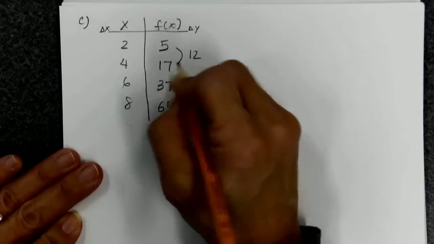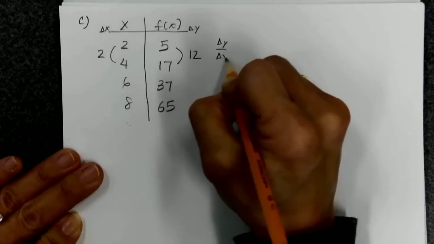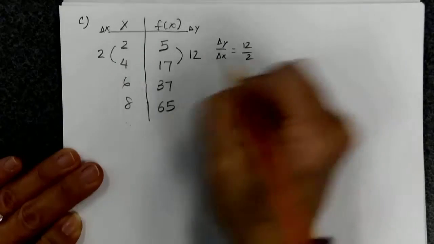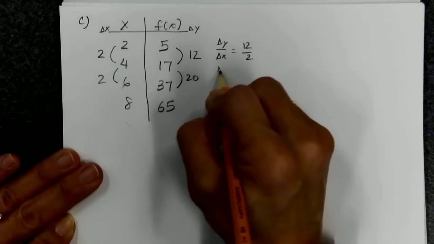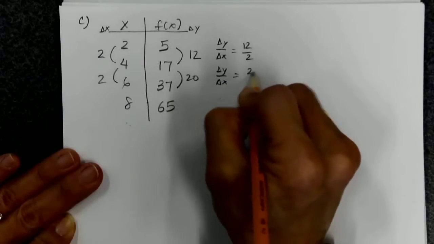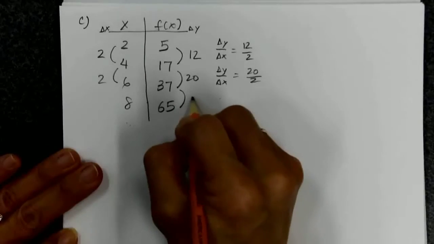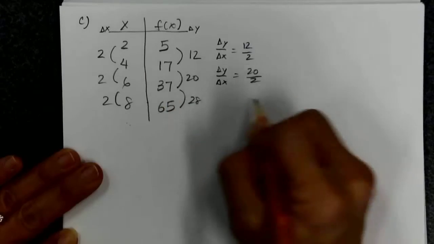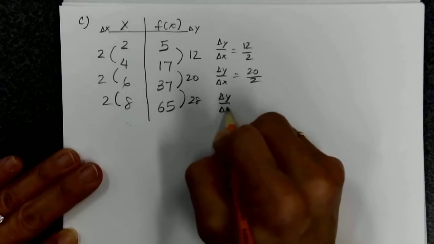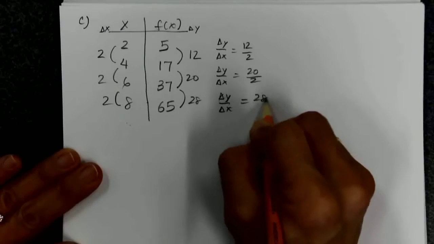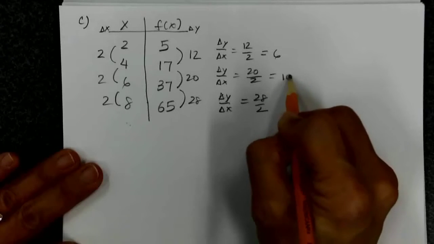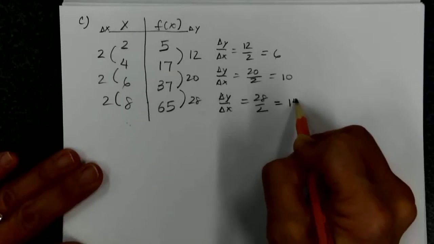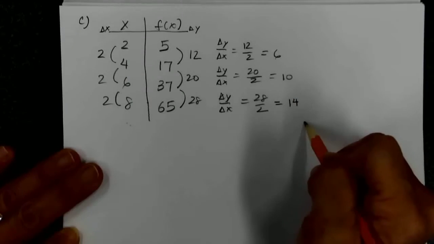Change in y is 12, and then change in x is 2. So change in y over change in x is 12 over 2. And this one is 20, and over here is 2. So change in y over change in x is 20 over 2. And this one is 28, and this is 2. So change in y over change in x is 28 over 2. If you notice, when I reduce, this becomes 6, this is 10, and this is 14. And they're not the same.